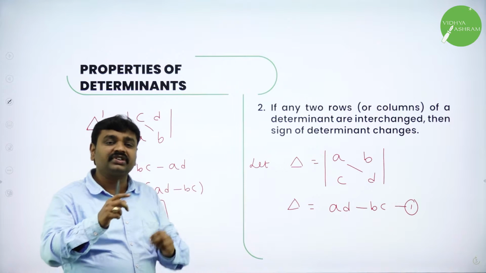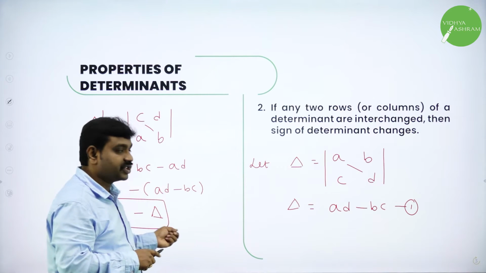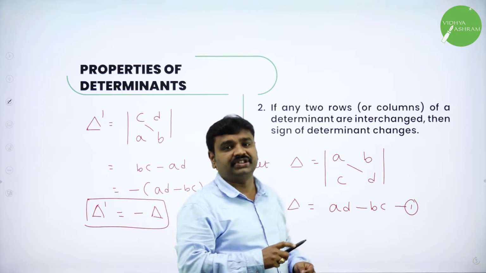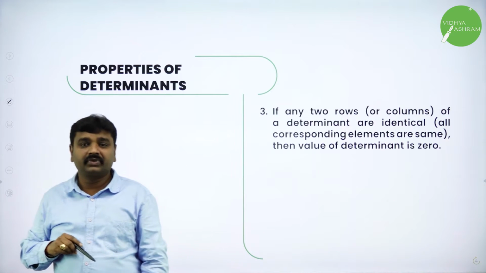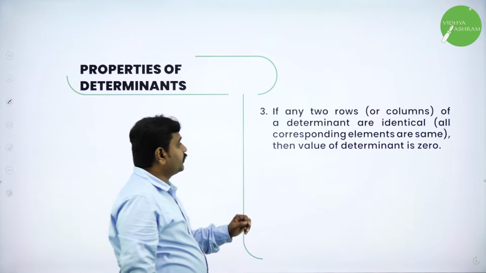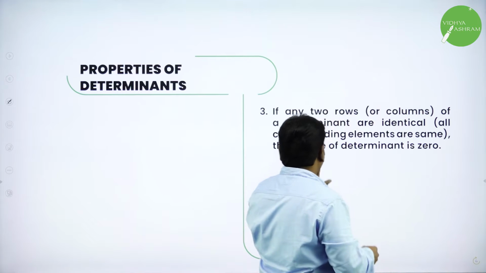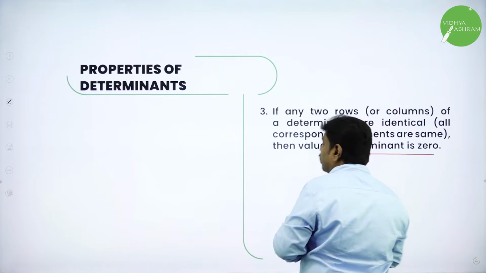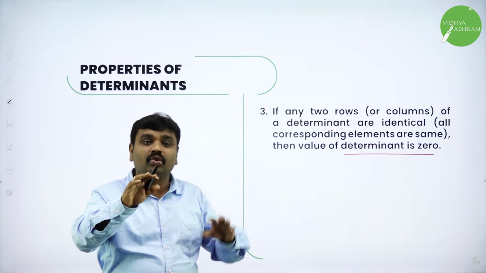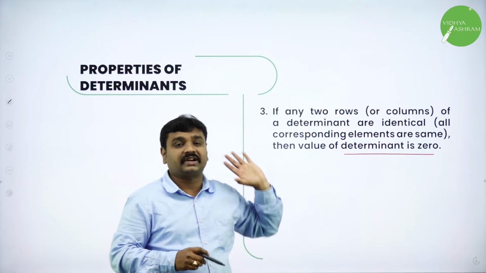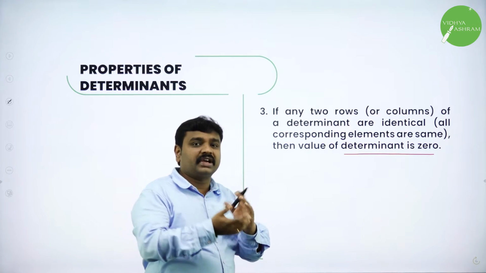But second property, if you interchange any two rows or any two columns, the sign of the determinant changes. What changes? The sign of the determinant changes. Now we will go to the third property. If any two rows of a determinant are identical, if they are the same, then the value of determinant is 0. This is an interesting property. So if you are thorough with the properties, your time will be saved. You need not really expand. By observing, you can answer, or you can reduce the given problem to any one of the properties, so that you can apply it.